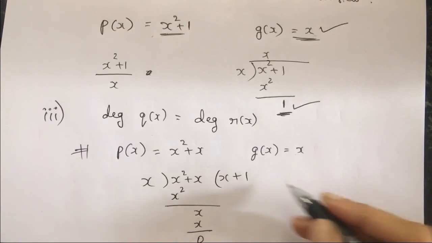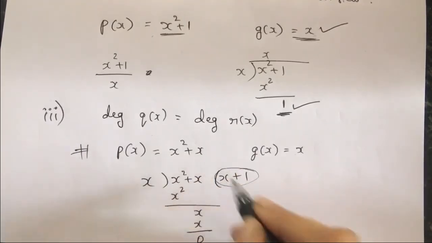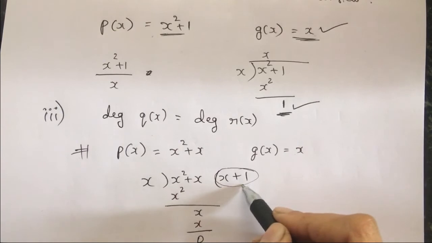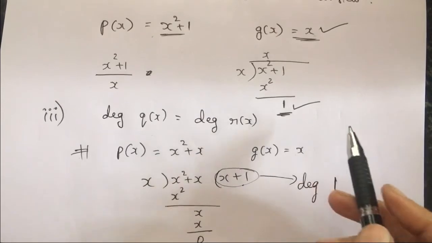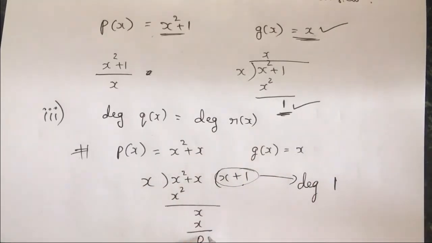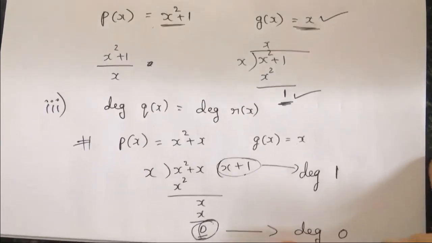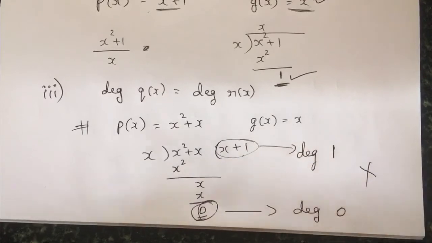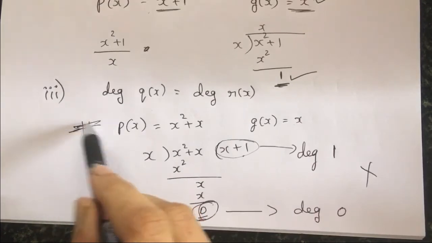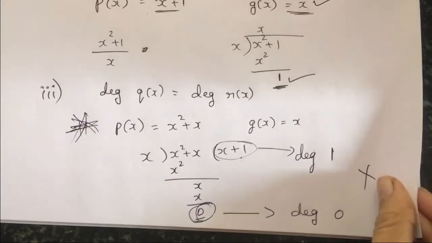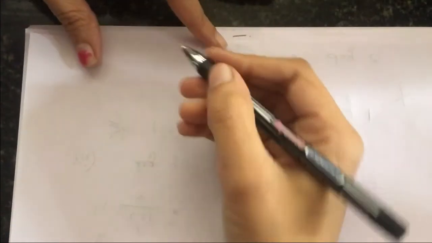When I take x, this is the x plus 1, this is the quotient which has got degree 1, and the remainder has got 0, so here this got degree 0, I'm so sorry, degree 0, it is not matching. Degree of q of x should be equal to degree of r of x, so this example won't work. I'm just trying with examples so that you can try your own examples.